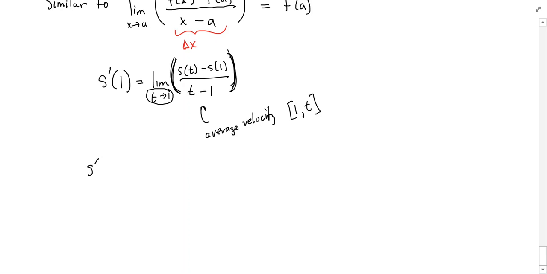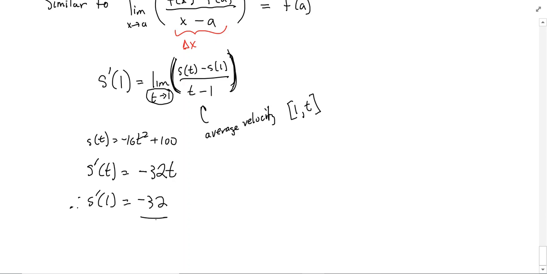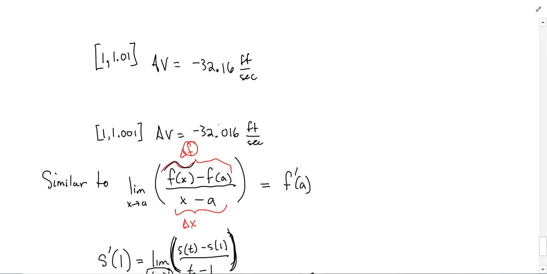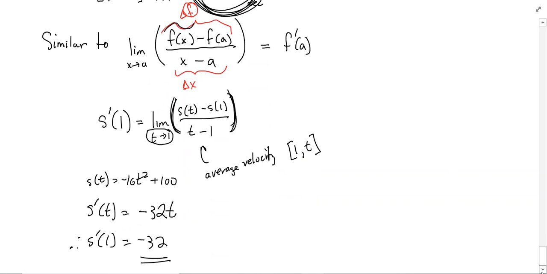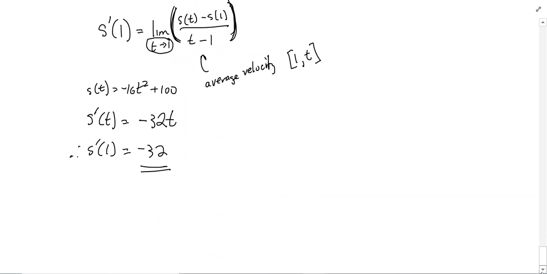So we'll use our derivative formulas. So s prime of t is negative 32t plus 0. Remember the original function was negative 16t squared plus 100. So the derivative is this, and therefore s prime of 1 is negative 32. And that's exactly the number that we seem to be approaching here as we take smaller and smaller intervals of time starting at t equals 1.